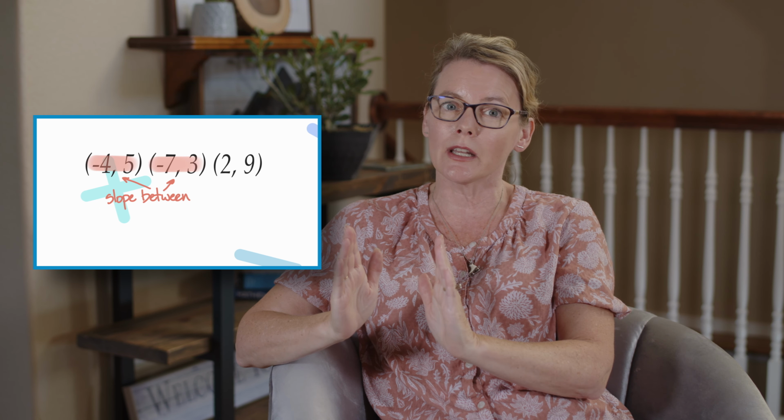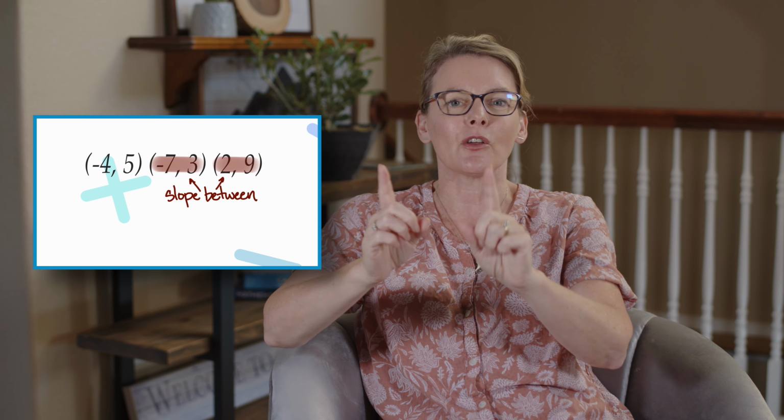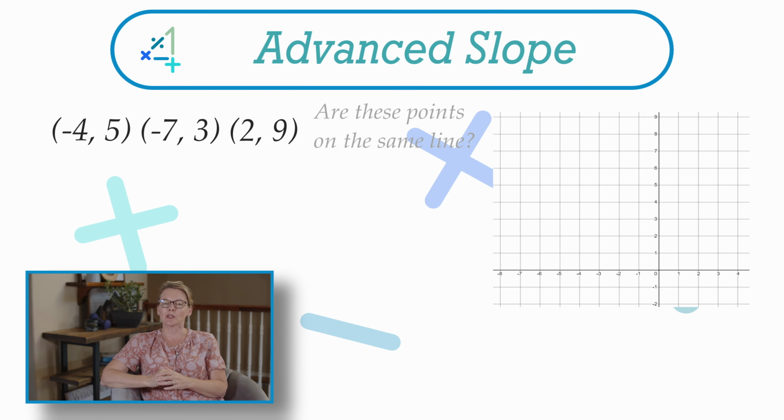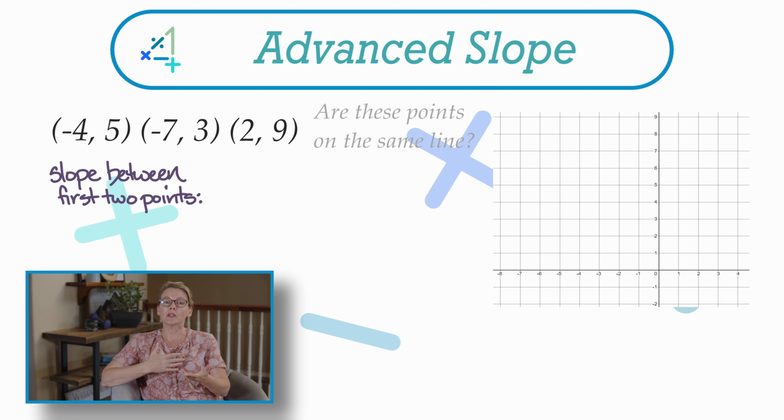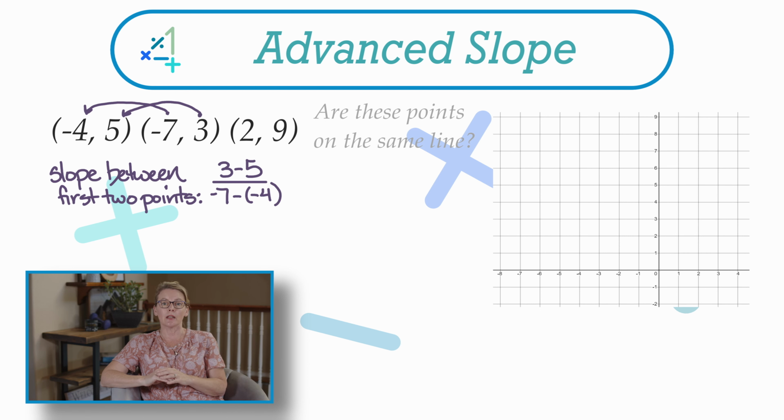I think the easiest way to see if they are on the same line is to find the slope between points 1 and 2, and then find the slope between points 2 and 3. And if they're the same, they are on the same line. We'll check this one out. Slope between points 1 and 2: 3 minus 5 over -7 minus -4 equals -2 over -7 plus 4, -3 here, for a slope of positive 2/3.